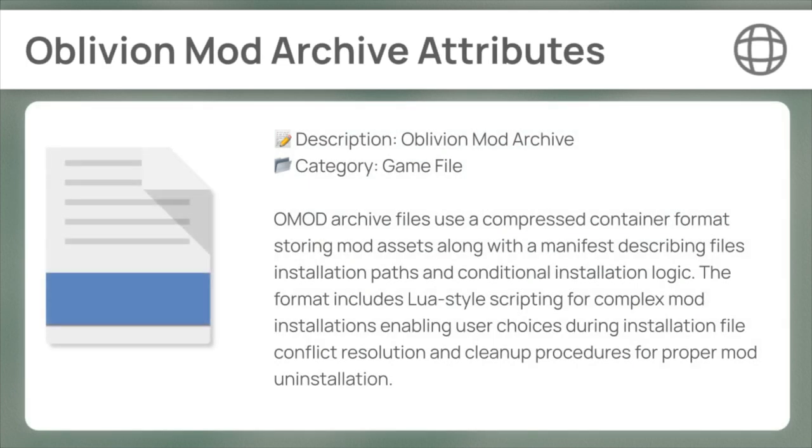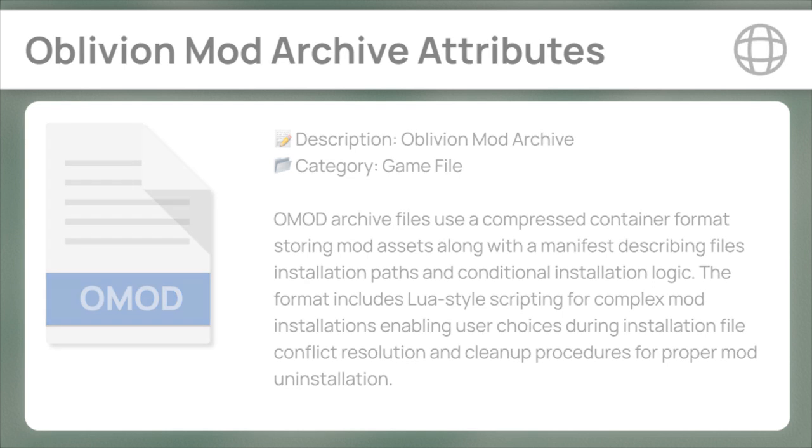OMOD archive files use a compressed container format, storing mod assets along with a manifest describing files' installation paths and conditional installation logic. The format includes Lua-style scripting for complex mod installations, enabling user choices during installation, file conflict resolution, and cleanup procedures for proper mod uninstallation.